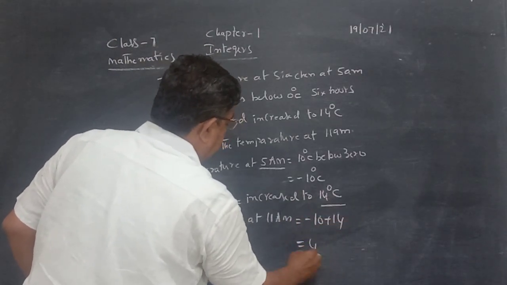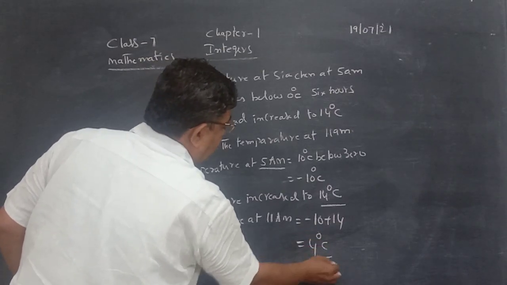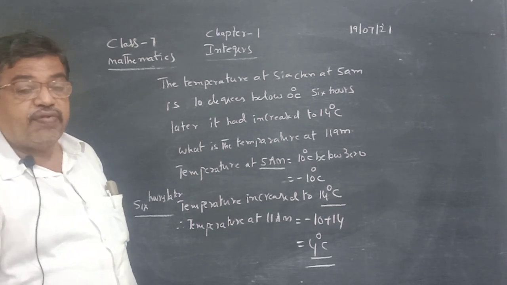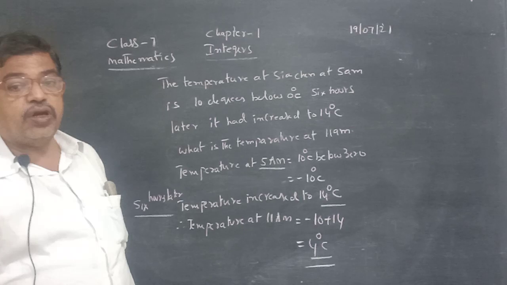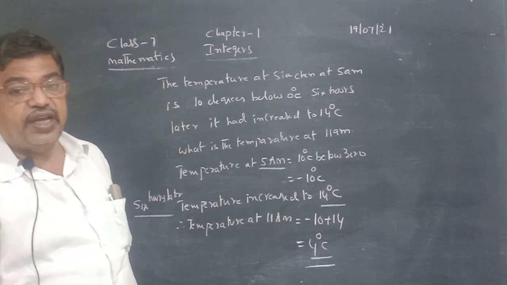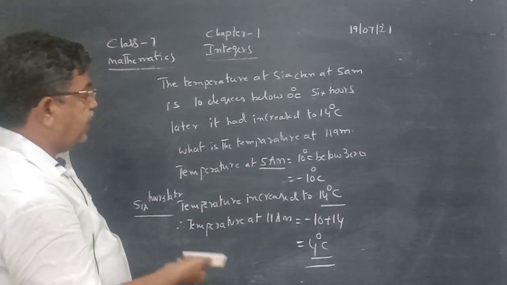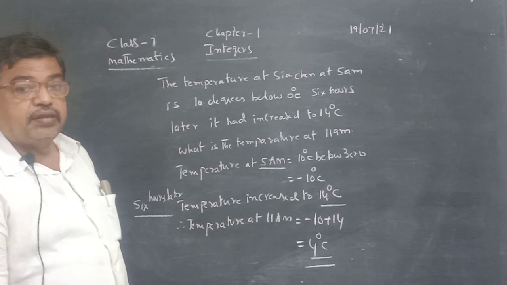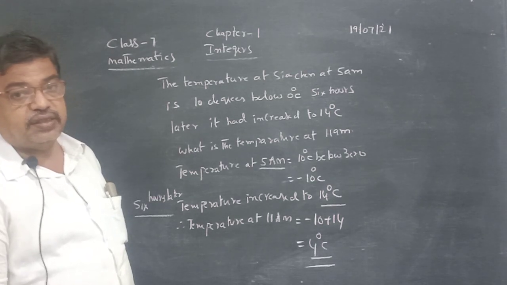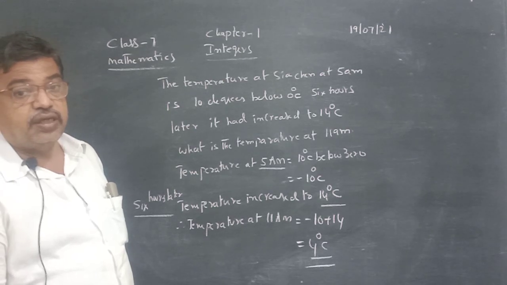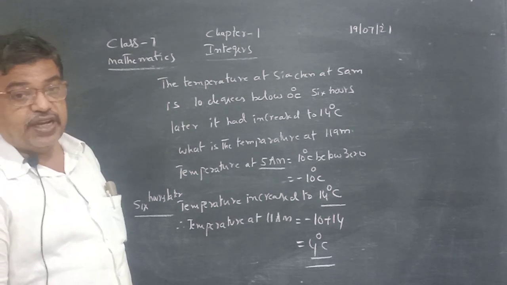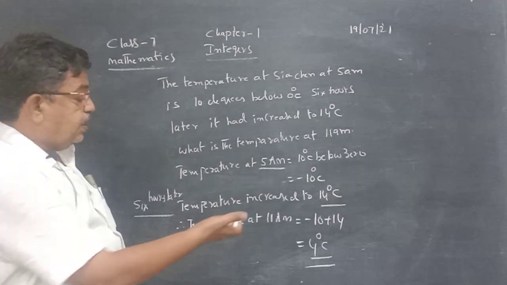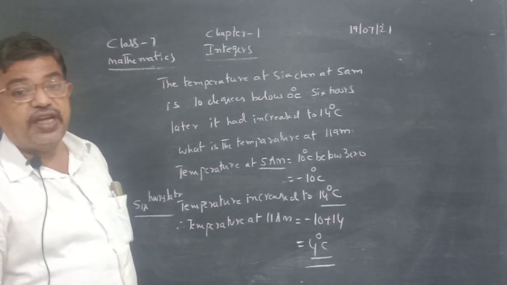So the temperature at 11 a.m. in Siachen is how much? 4 degrees centigrade. The temperature is increased from -10 to +14, and the total value of the temperature at 11 a.m. is 4 degrees centigrade. I think you followed. This is also a real life situation. We are calculating the temperatures at colder places in the Himalayas. The temperature at 5 a.m. is 10 degrees centigrade below zero, therefore it is -10. From there, after 6 hours, the temperature is increased by 14 degrees centigrade. Finally, the temperature at 11 a.m. is 4 degrees centigrade.